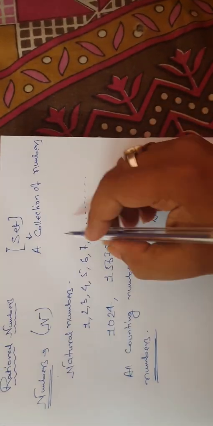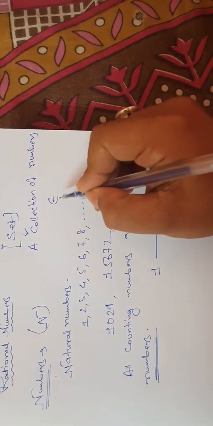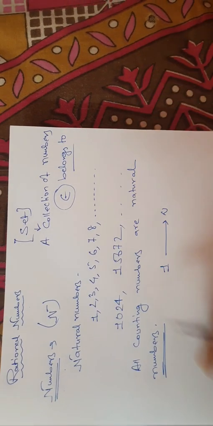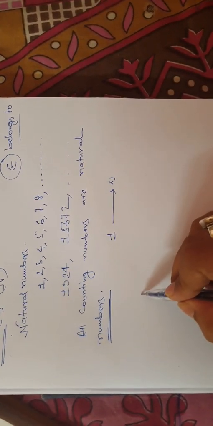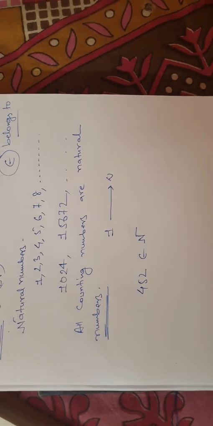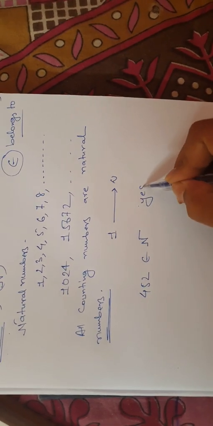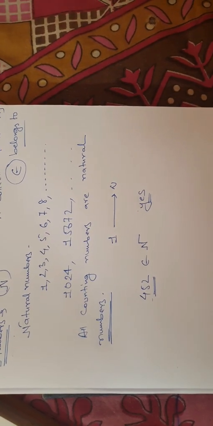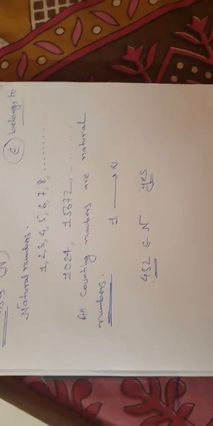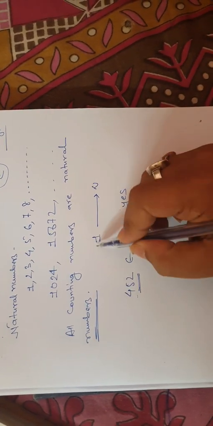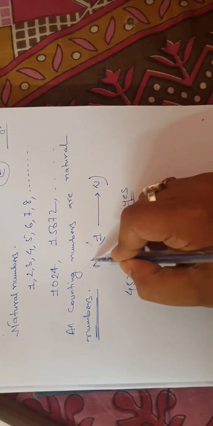Okay, and remember another thing, this symbol is known as belongs to symbol. What is it known as? Belongs to symbol. Now if I say 452, does it belong to the set of natural numbers? Yes, it does belong to the set of natural numbers, because 452 is a counting number. You can count 452 students or 452 apples. So in that way we write. Understood? And natural number means all the natural numbers, all starting from 1 up to infinity. That is all the natural numbers.